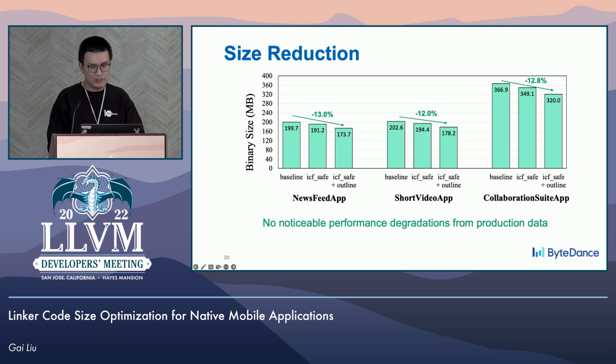And on the other hand, we did not observe any performance degradations from production data. We think this is mainly due to the UI-heavy nature of our mobile apps. So this means that the additional control flow overhead that we inserted is likely to be negligible when we compare them to the large number of system calls that we have in those UI-heavy applications. In addition, the reduced code size might actually help in terms of instruction cache performance.